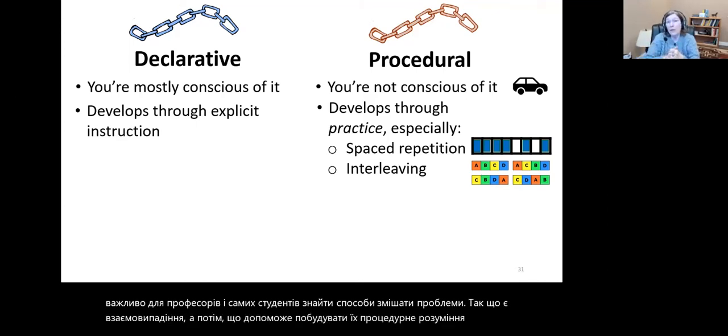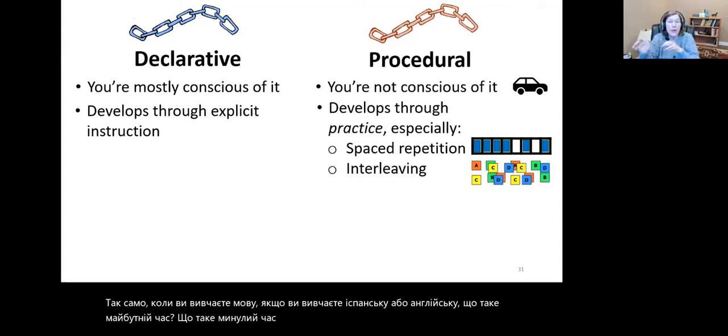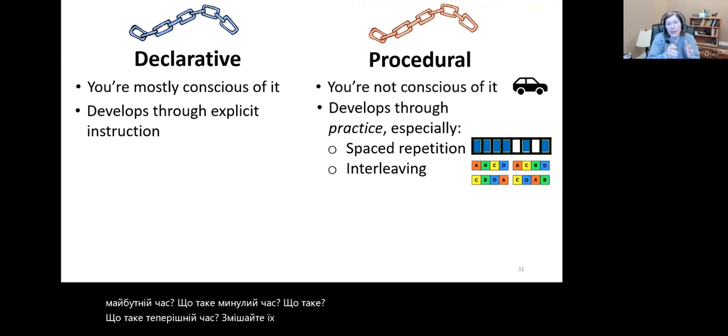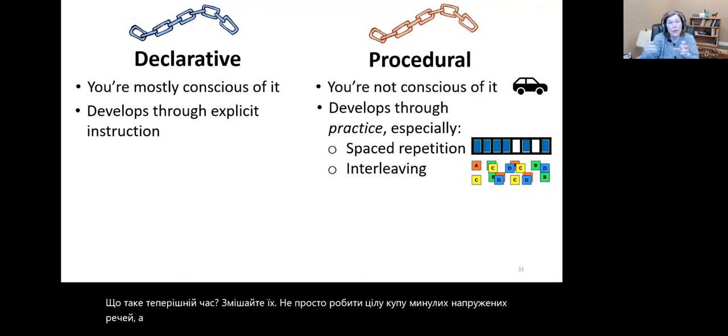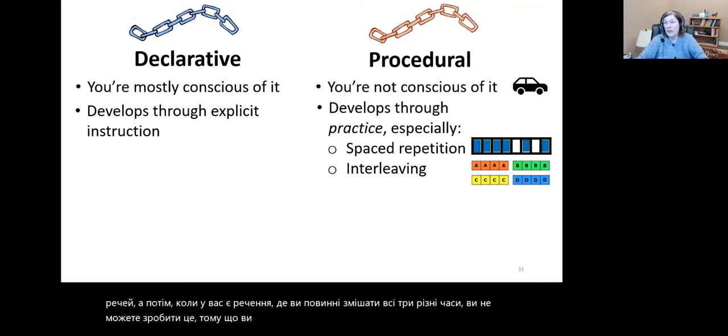Likewise, when you're studying a language, if you're studying Spanish or English, what is future tense? What is past tense? What is present tense? Mix them up. Do not just do a whole bunch of past tense things. And then when you have a sentence where you have to mix together all three different tenses, you can't do it because you're not used to mixing them together. So this interleaving idea is a very, very important one.